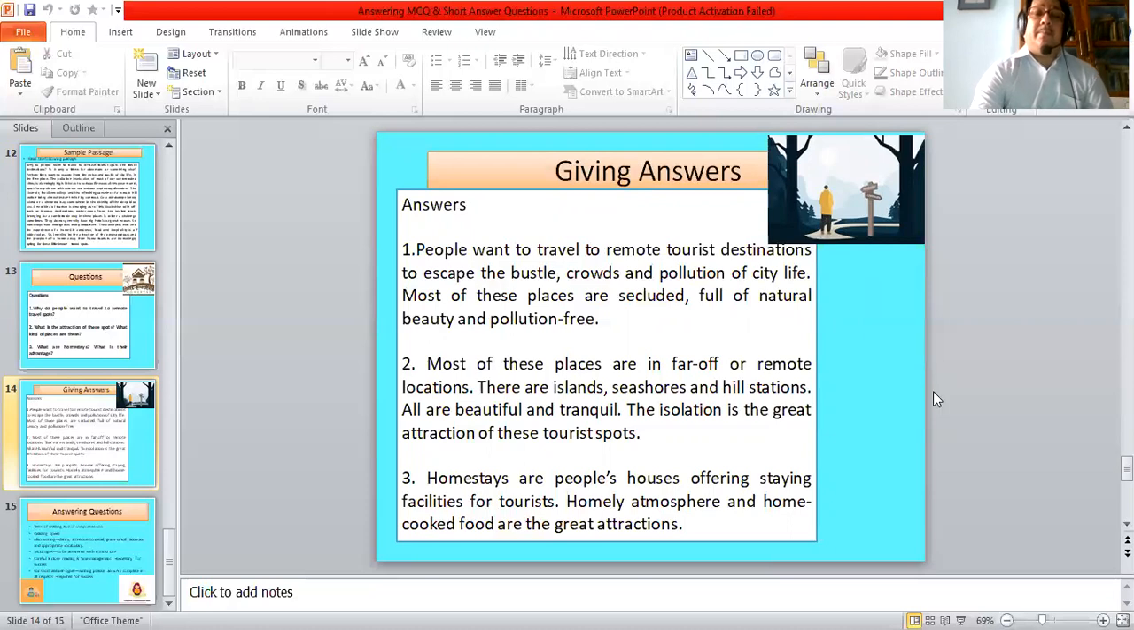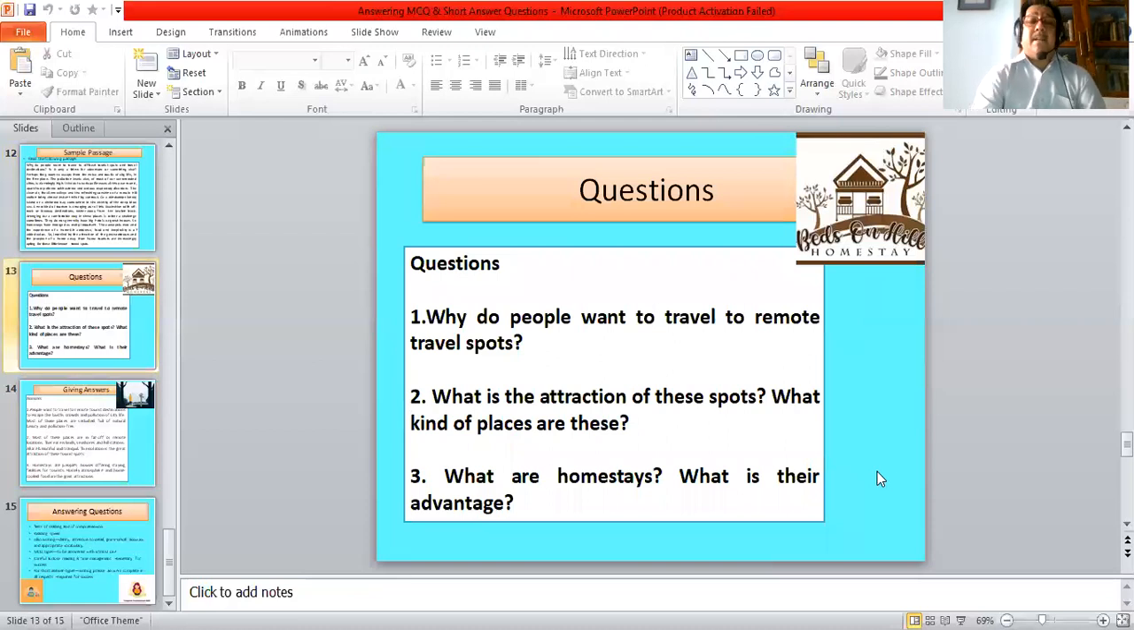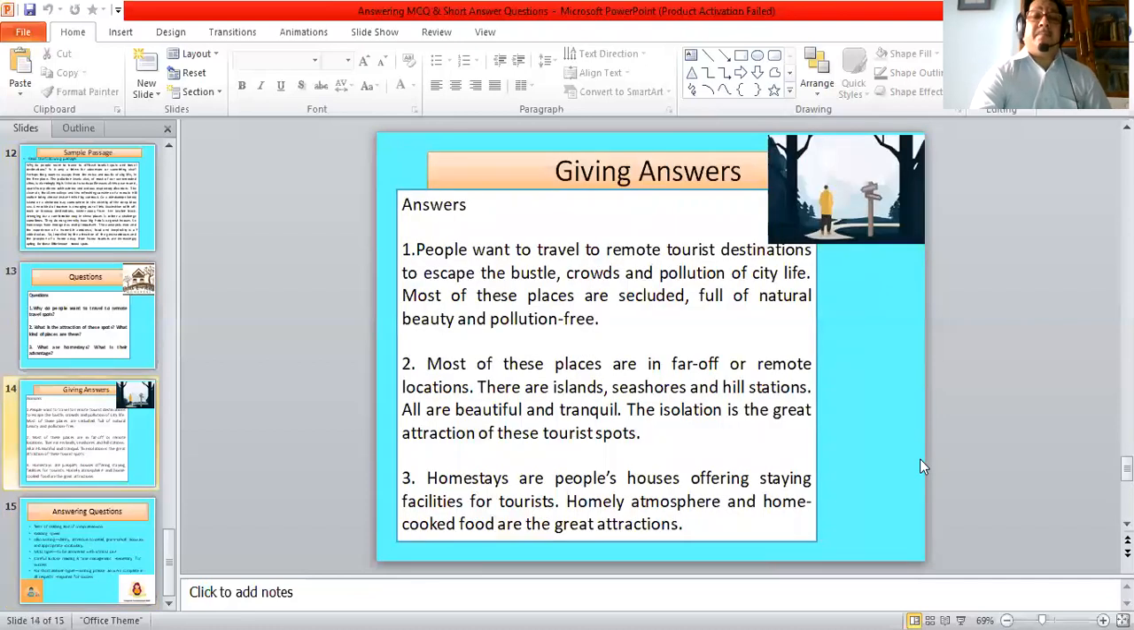Okay, so basically, because of the seclusion and isolation of these places and lack of pollution, people are interested in visiting them. Okay, let's look at the second question now. What is the attraction of these spots? What kind of places are these? Okay, let us see the answer to this question.